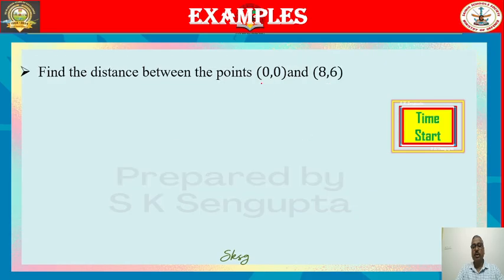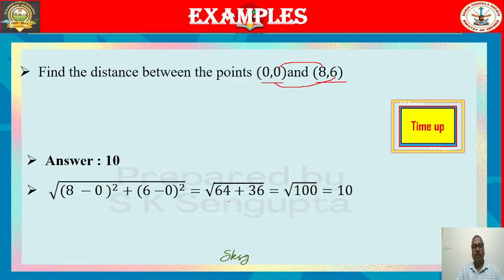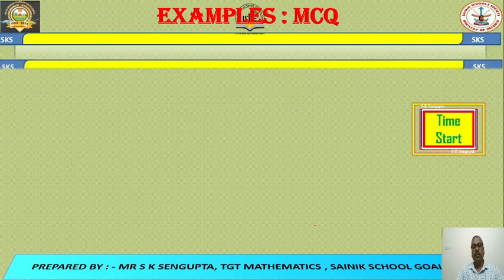One more example: (0, 0), which is the coordinate of the origin, and (8, 6). So what is the distance? Let us start the time. 8 minus 0 and 6 minus 0. So root over of 8 square plus 6 square, that is 64 plus 36 equal to 100, root over 100, that is 10. The distance between these two points is 10 units.